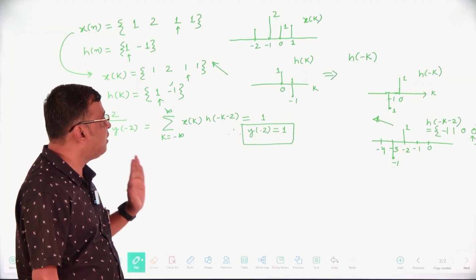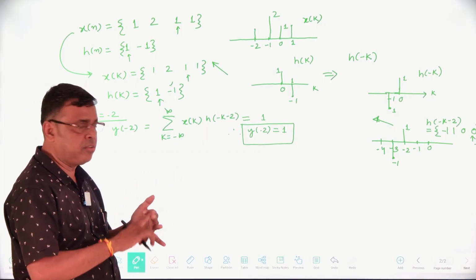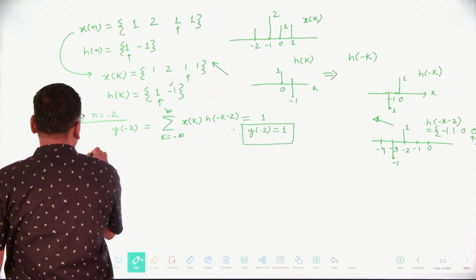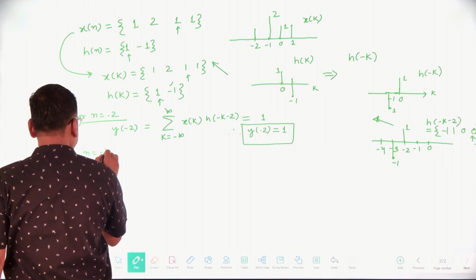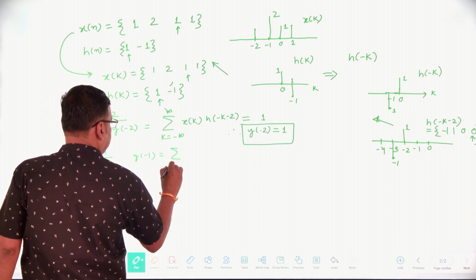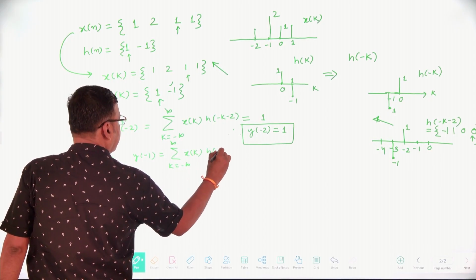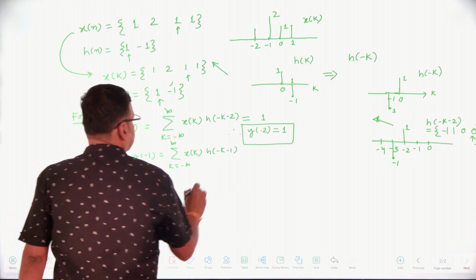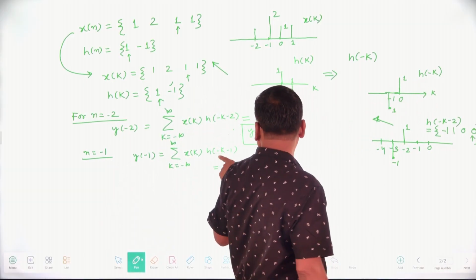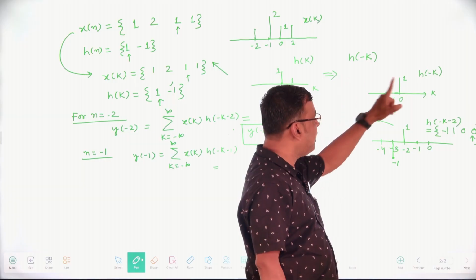n varies from minus 2 to 2, that is, for different values of n: minus 2, minus 1, 0, 1, 2. Already for n equal to minus 2, y of minus 2 is 1. Then come to n equal to minus 1, that is y of minus 1, the sum over k from minus infinity to infinity of x of k into h of minus k minus 1. After folding, h of minus k minus 1 means each sample is shifted to the left by 1 unit.